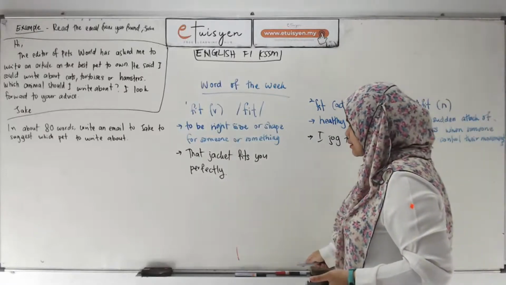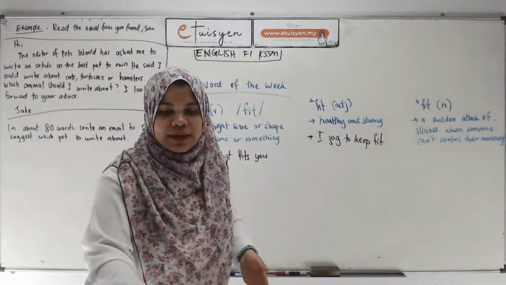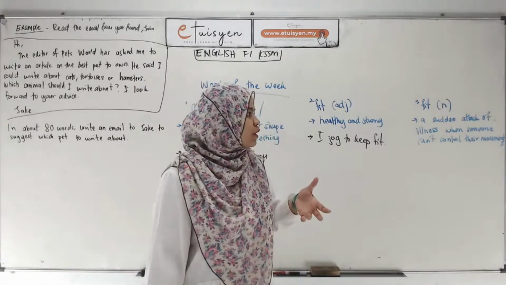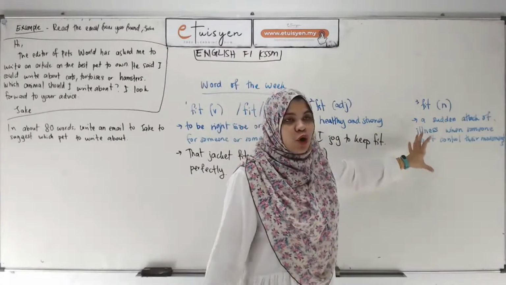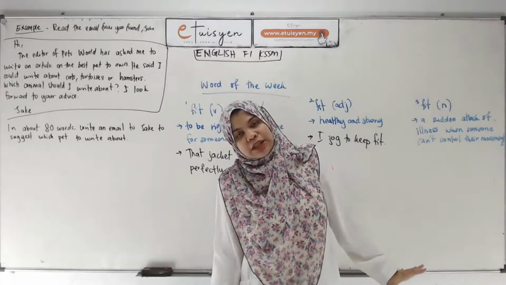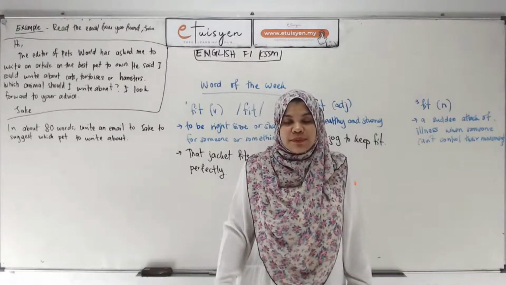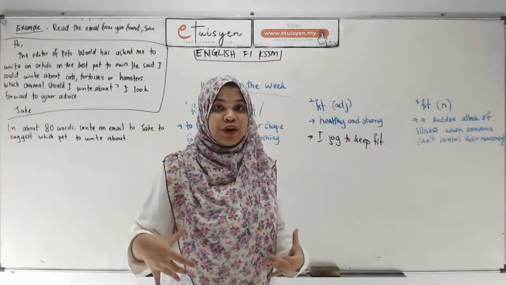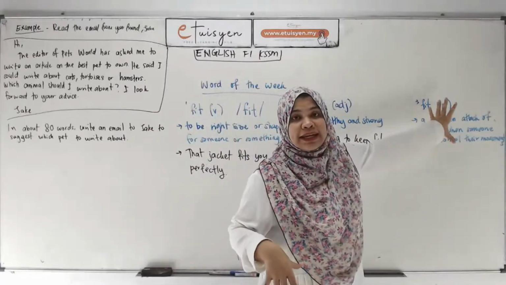Say for example someone collapses, they faint, they fall down. They cannot control their movement. They suddenly go stiff and then fall. Or they suddenly have a seizure or something. They're having this sudden attack on their body. So this is where we say they had a fit.